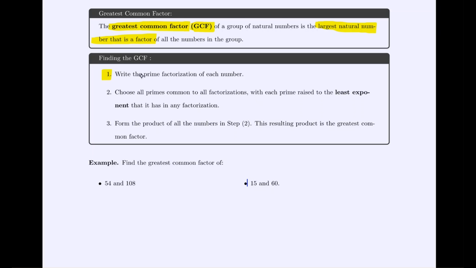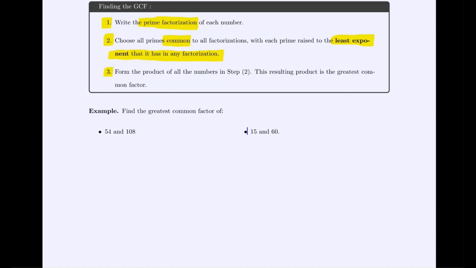Step 1, write out the prime factorization, what we just practiced, of each number in question. Once that's done, step 2 has us choose all primes that are common to all the prime factorizations. With all of those common primes, you choose the least exponent that it has in any of the factorizations. We'll see this in an example. It's a little bit easier to see than to say. Step 3, you then form a product with all the numbers that you found in step 2, and that is the greatest common factor. So let's get started with this first example.